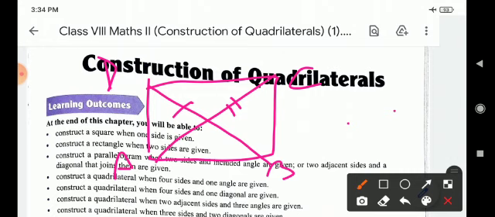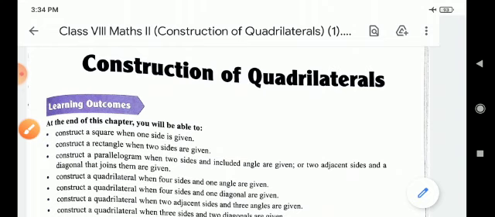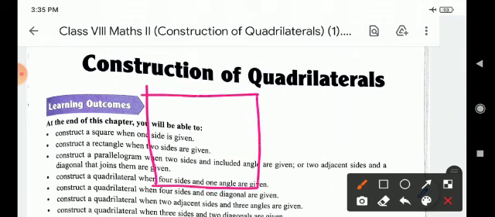Very important point of a quadrilateral: the sum of all the four interior angles of a quadrilateral is 360 degrees. A, B, C, D. Angle A plus angle B plus angle C plus angle D is equal to 360 degrees. This is the main formula of a quadrilateral.